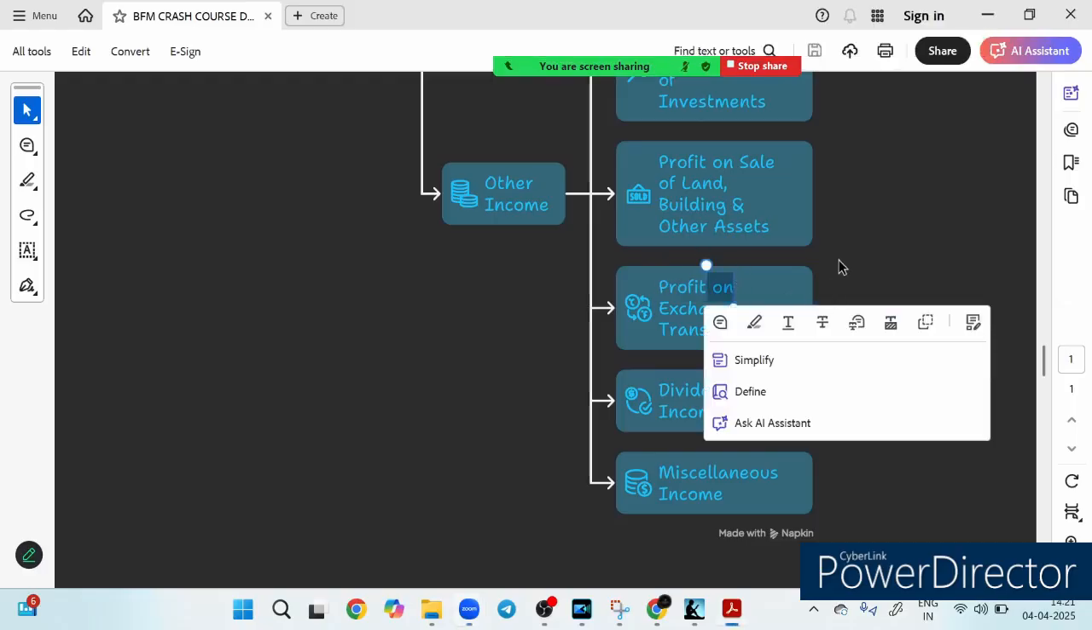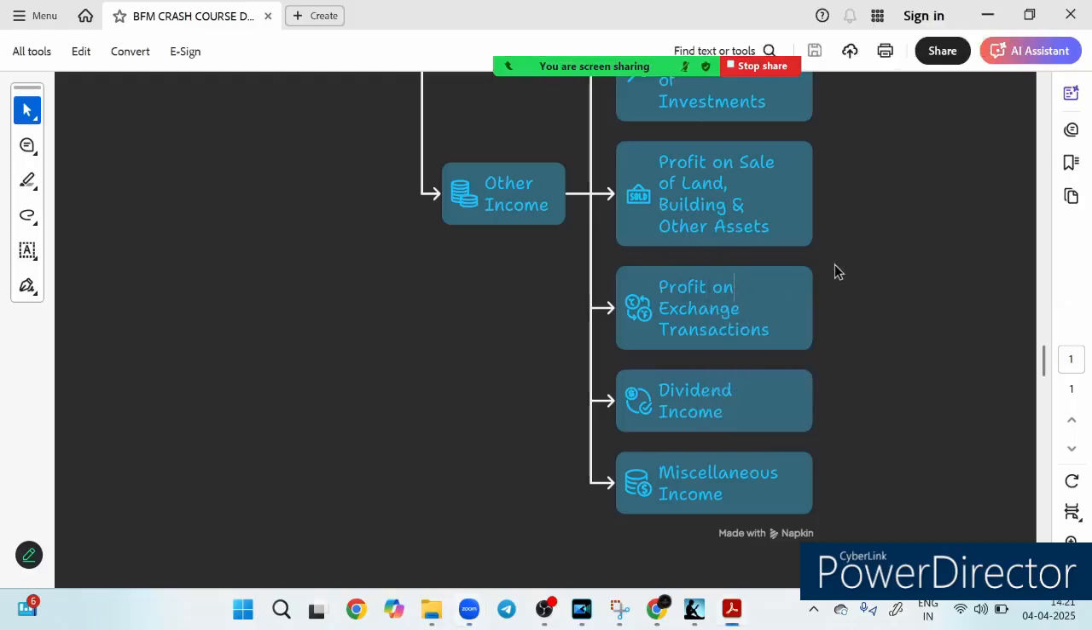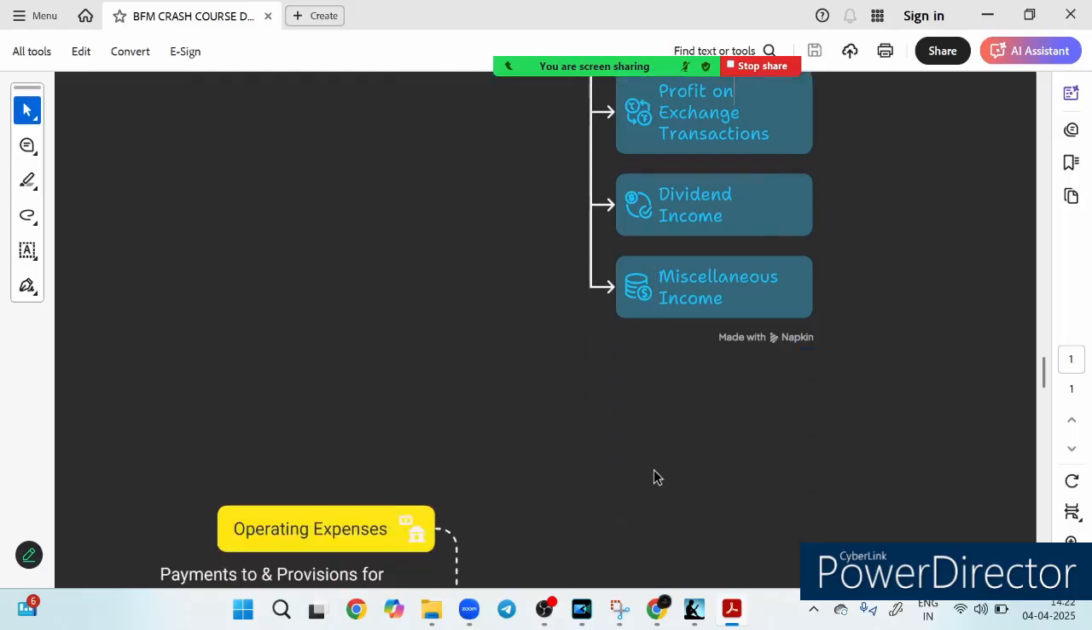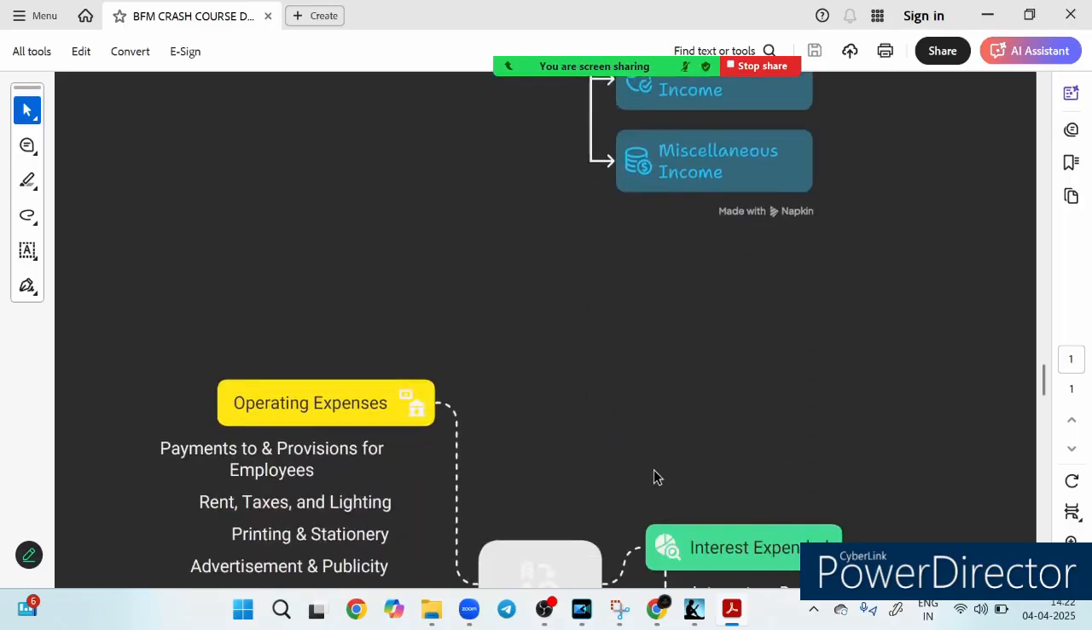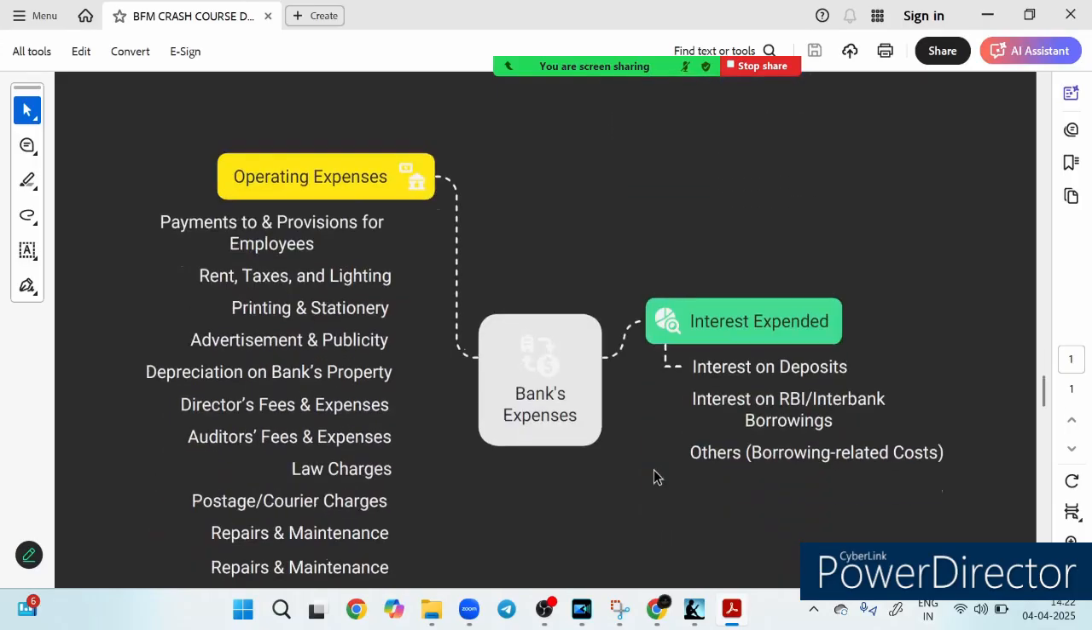What is the meaning of exchange transaction? The bank charges a fee on foreign currency transactions. Dividend income is also there. Banks also invest in companies and earn dividends. And there are some miscellaneous incomes like ATM withdrawal charges, penalties, service fees. In short, banks don't just make money from loans, they have a variety of income streams. So the next time you enter a bank, remember, it's not just a place to save money or take a loan. It is a powerful financial institution earning from multiple sources.